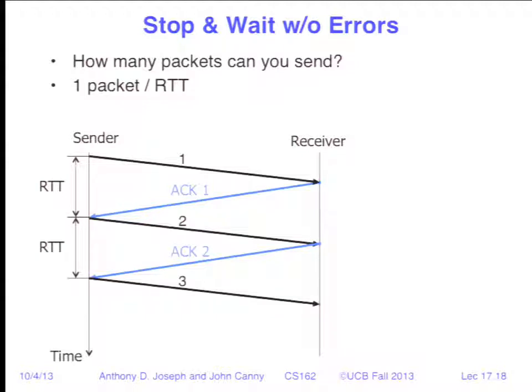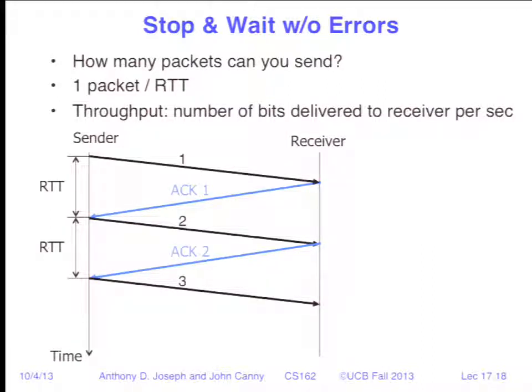Right? Because here's one round trip time and we sent one packet. Here's another round trip time and we sent one packet. We'd have to wait for this to come back, and that would be another round trip time, and we'd send our third packet. So we can now ask, what's the throughput? How many bytes are we getting from A to B, from our sender to receiver? That's the number of bits that get delivered.